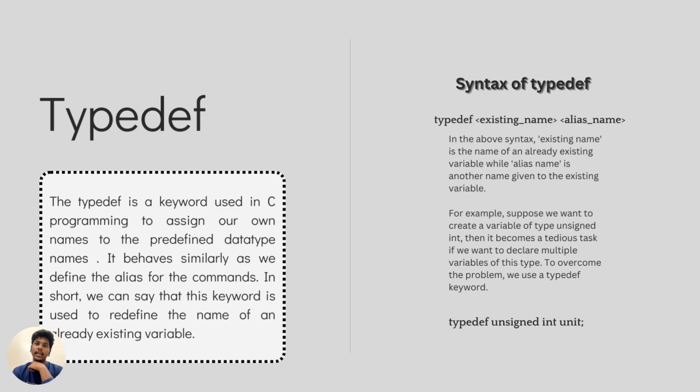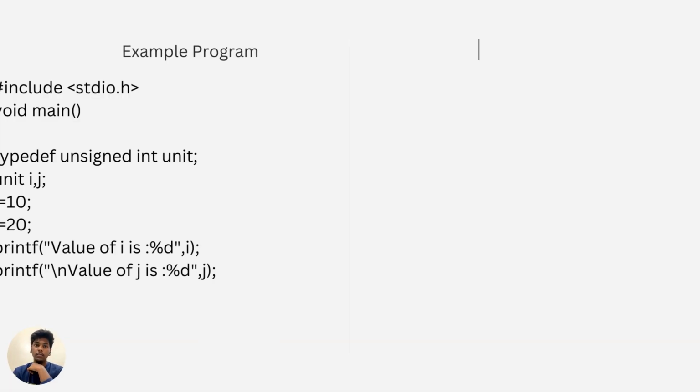In the above syntax, existing name is an already predefined data type name, and the alias name is the name given by the user. An example for this is typedef unsigned int unit. Here, unsigned int is a predefined data type name, and unit is the user-defined alias name for the data type. Let's get into the example program.